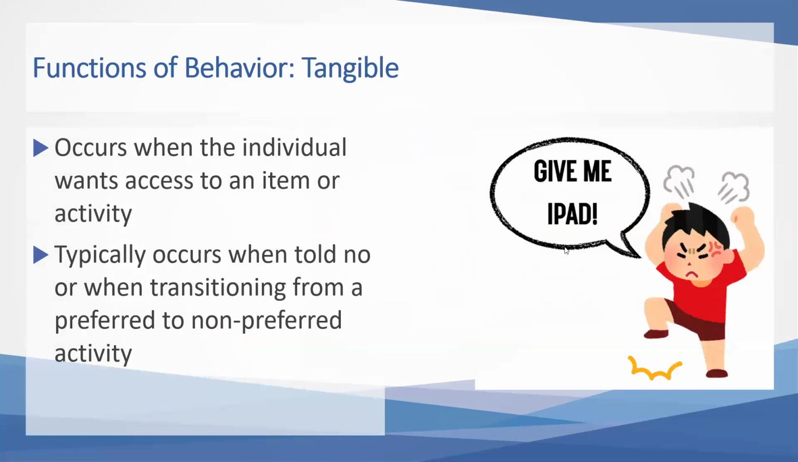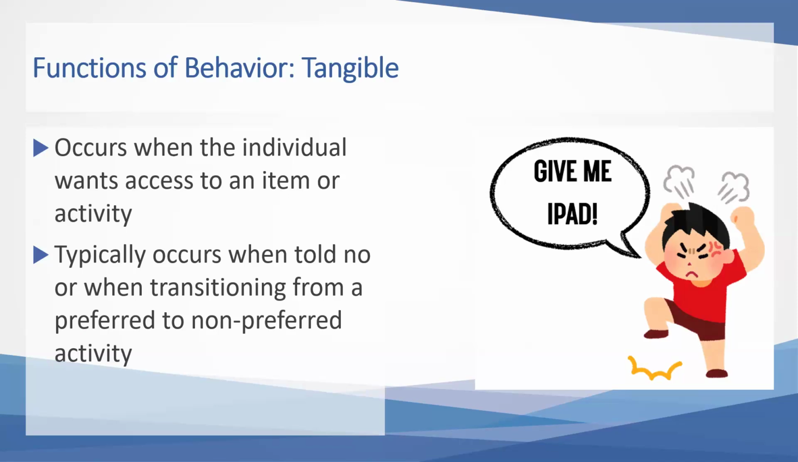Then we have tangible. So this is when the person wants access to an item or activity. We see this a lot, like the stereotype for this is the kid throwing a tantrum in the grocery store because they want a candy or they want that toy. And so we have the screaming, the crying, the throwing themselves on the floor because they want access to the thing. Typically, this happens when they're told no, or when we have to go from the thing we really like to a thing we don't really like, because we still want to engage in that fun thing. And so that's typically where we see this.